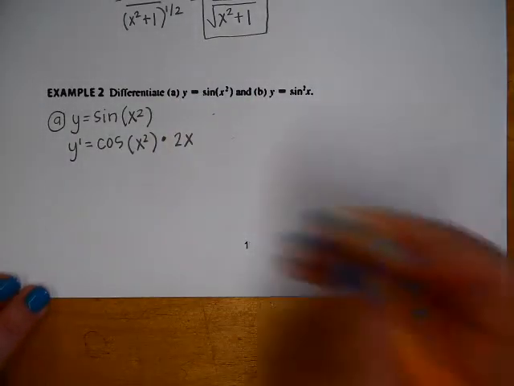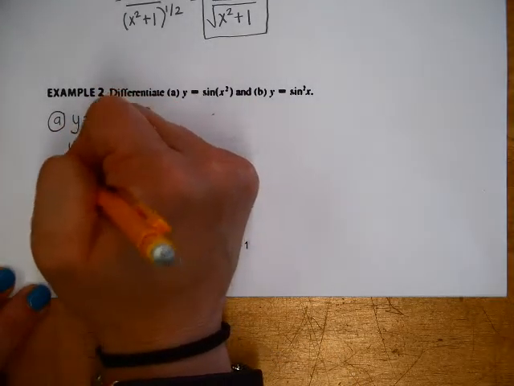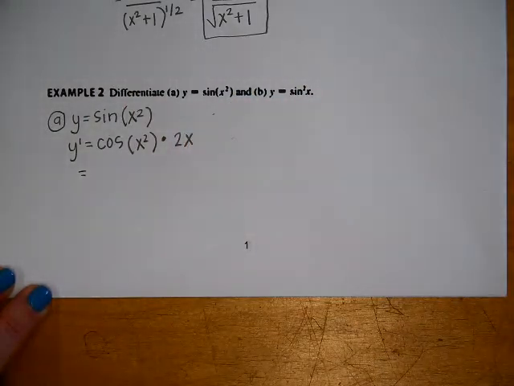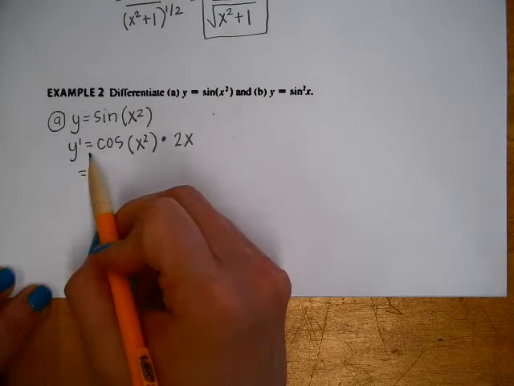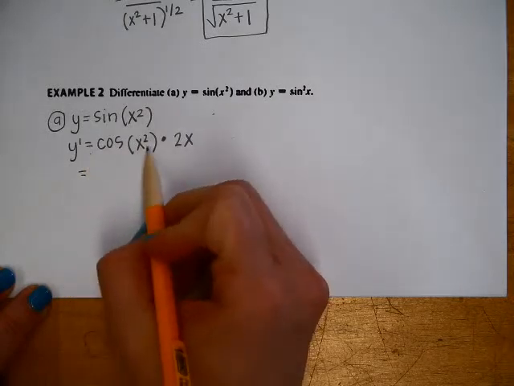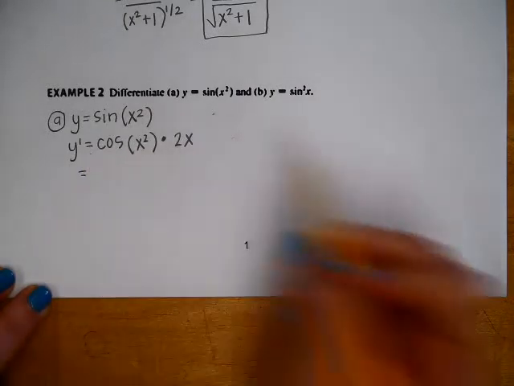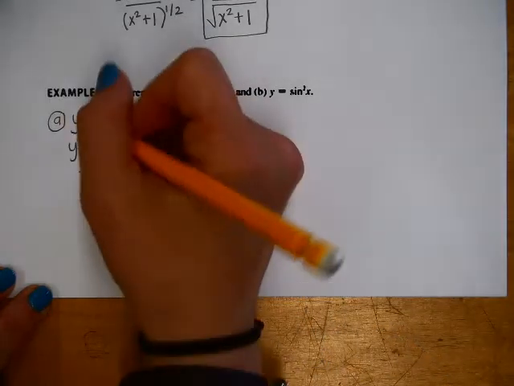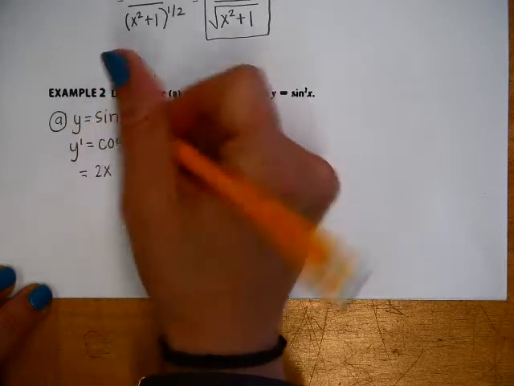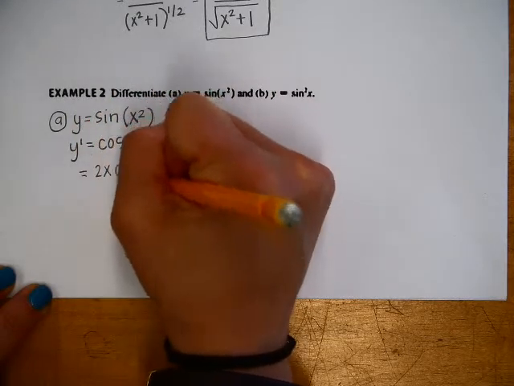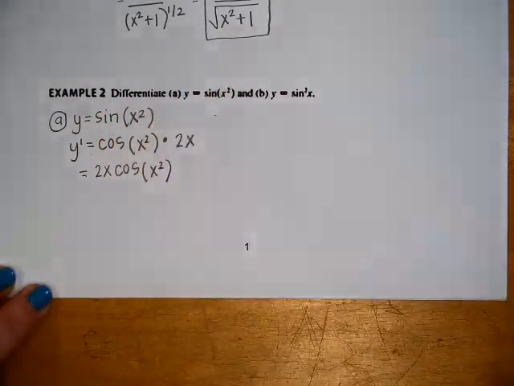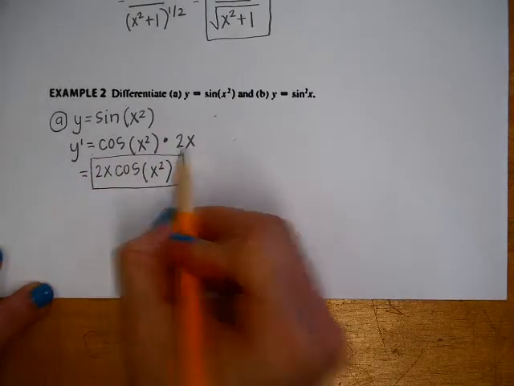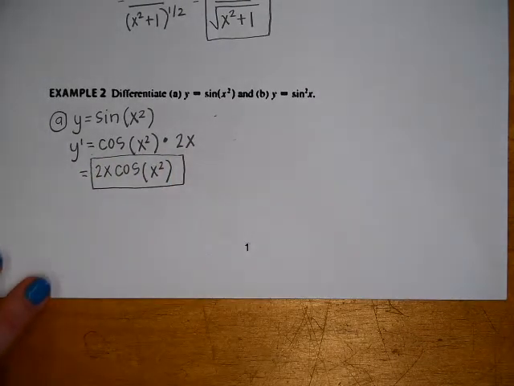So there's not really a lot that we can do here to simplify this, but we do usually bring any numbers or variables that we have out in front of the trig function so that it's not confused as being inside of the parentheses like the x squared is. So it's not cosine of all of that, it's times that. So this would be 2x cosine of x squared. And that would be your final answer. Okay, so that's part A.